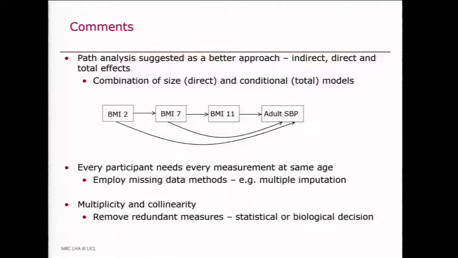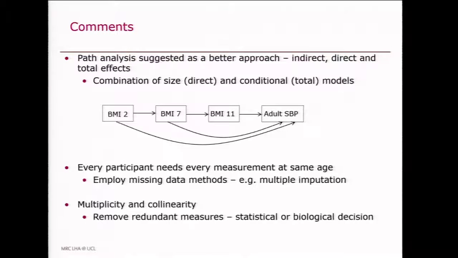So it had been suggested that path analysis might be a better approach, where you could estimate the indirect and the direct and total effects. And here, this is just an example. So you've got the combination of the size and the conditional models. But if you just do a straightforward path analysis, then you'll get the same results as you do from a traditional regression analysis. Path analysis might come into its own when you're adding additional variables.